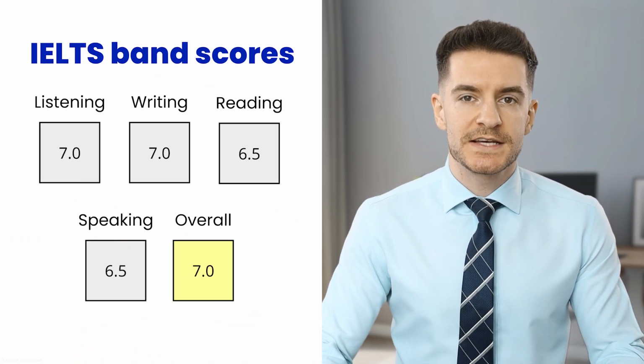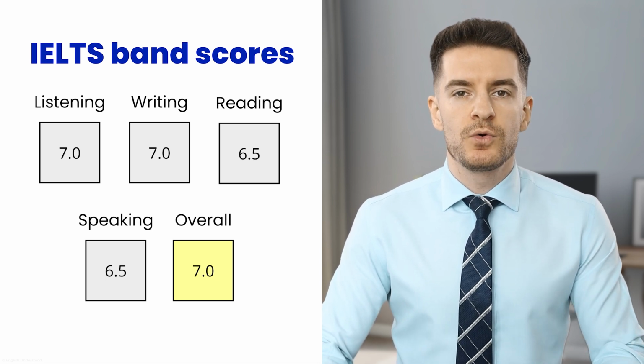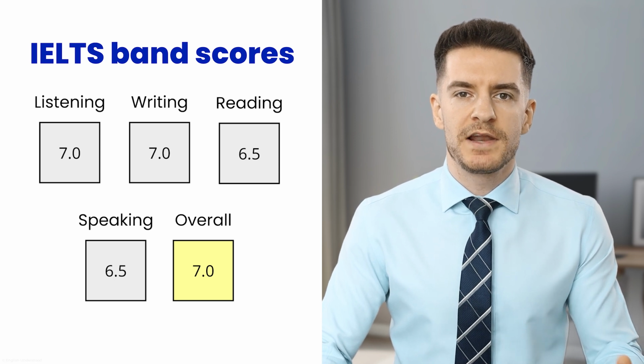Many students know what band score they need to get, but not many people know how that band score is actually calculated. So when you finish the IELTS test, you will get a band score for each of the 4 skills, and you will also get an overall band score. So have a look at the example on the left here.